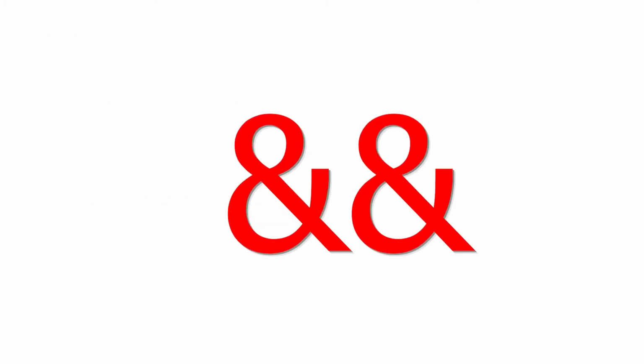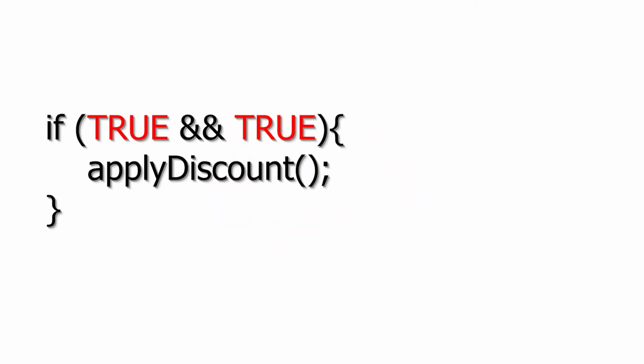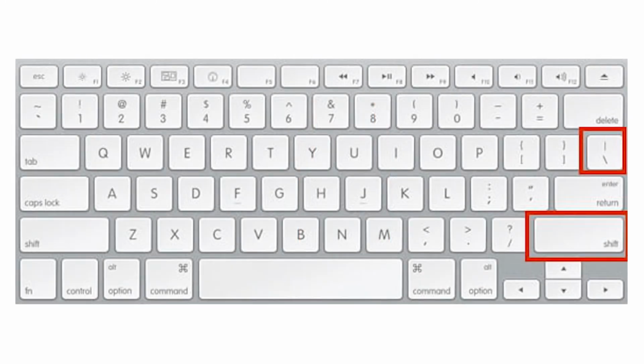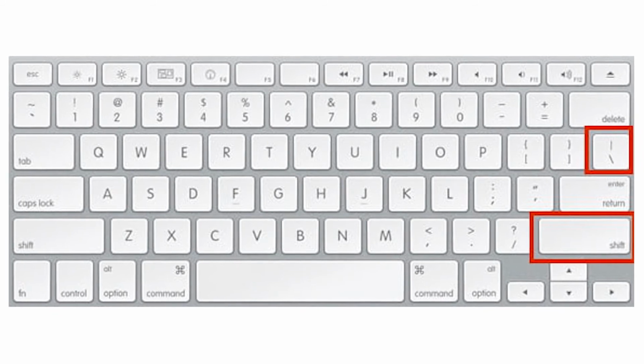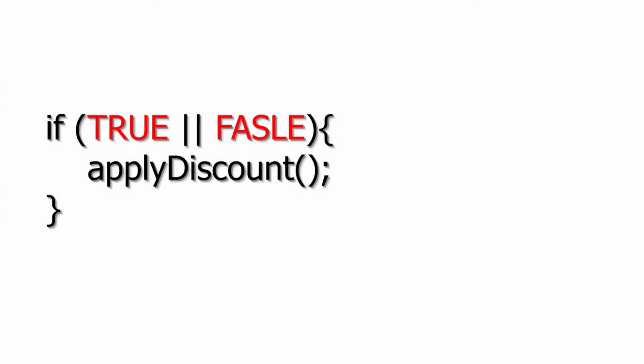If we use the and operator, then both conditions must be true before the whole statement can be evaluated as true. If we use the or operator, and you'll have to hit the shift and the backslash key twice to get this, if either of the conditions are true, then the whole statement will evaluate as true.